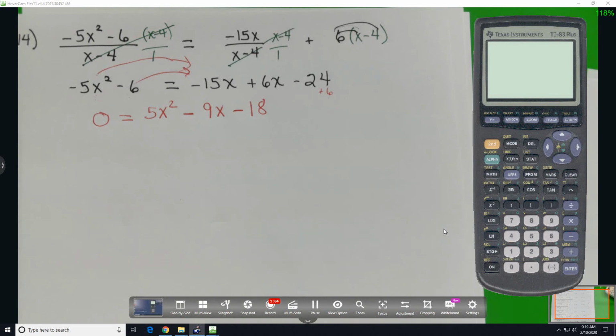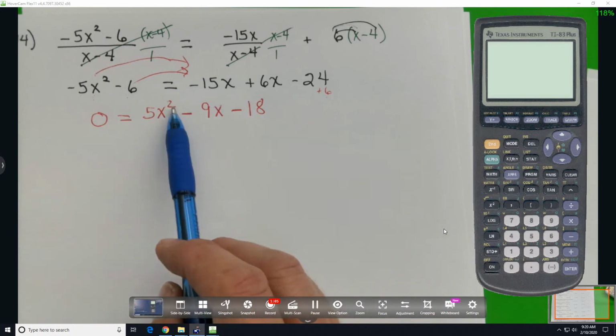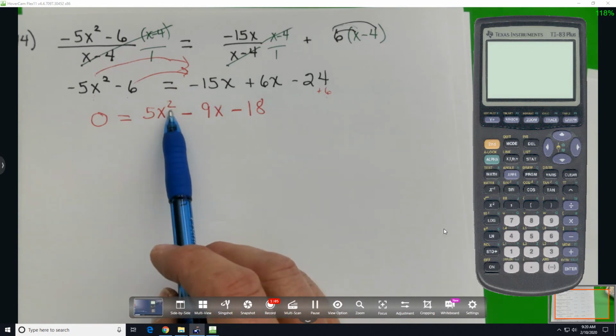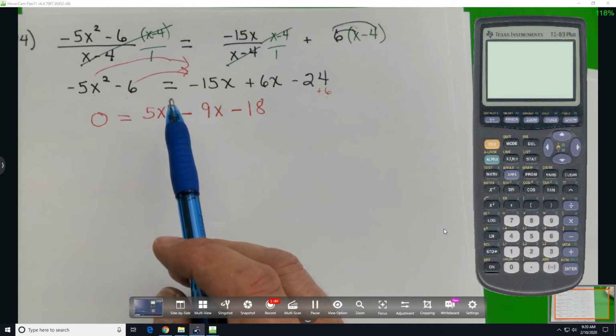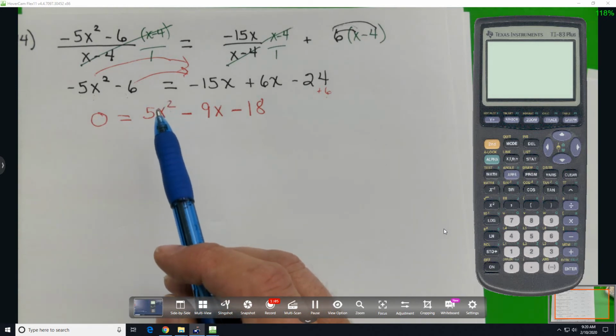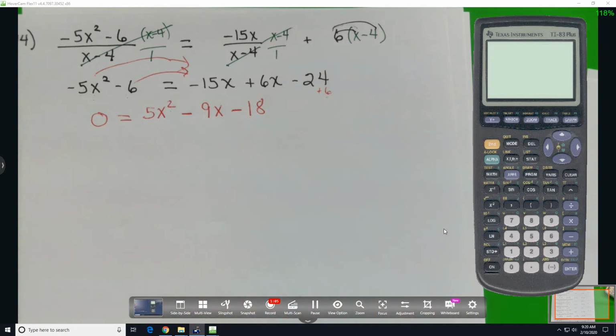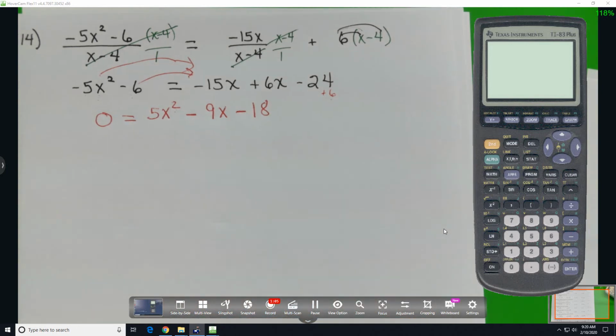This one, is it a linear equation or a quadratic equation? It's quadratic because there's an x squared. So factor it, use the quadratic formula. What am I going to do? I'm going to factor it. Why? I know it'll factor because it doesn't say use the quadratic formula.